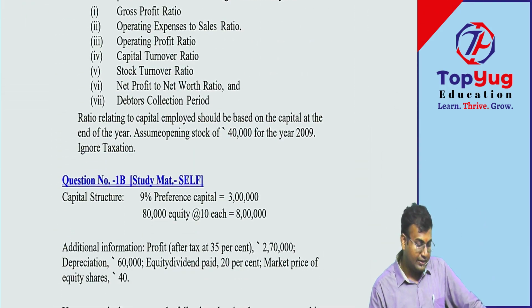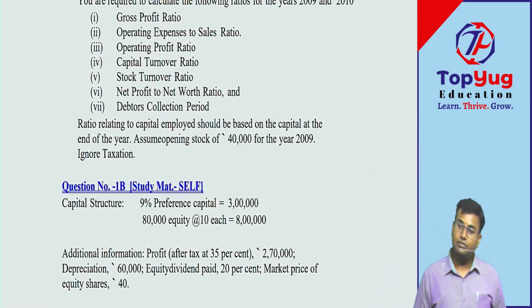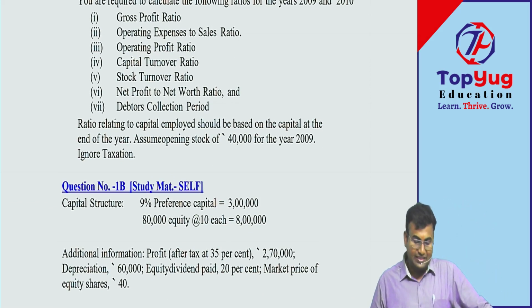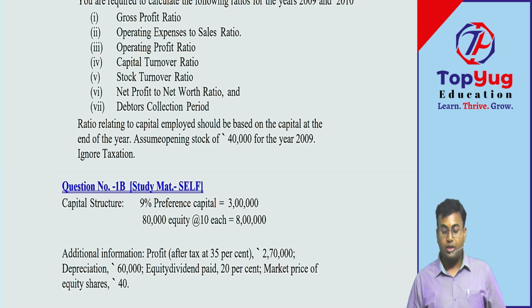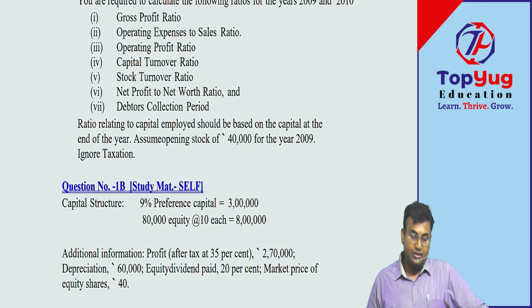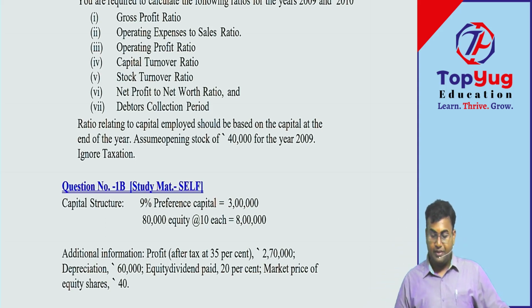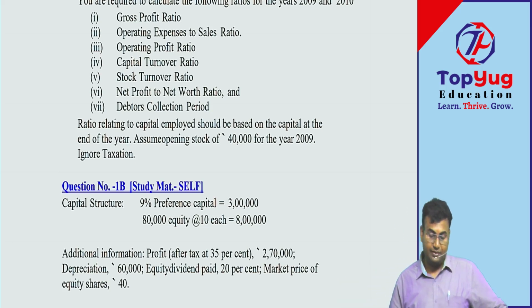Now let's see what they are asking us. You are required to calculate the following ratios for the year 2009. Gross profit ratio, operating expenses to sales ratio, operating profit ratio, capital turnover ratio, stock turnover ratio, net profit to net worth ratio, and debtors collection period. Are we all good here? Ratios relating to capital employed should be based on the capital at the end of the year. So he has clearly said all the ratios which are related to capital employed, you take the capital at the end of the year.